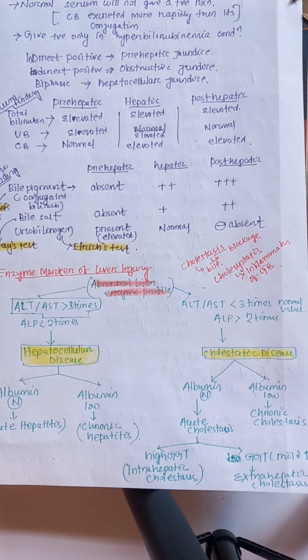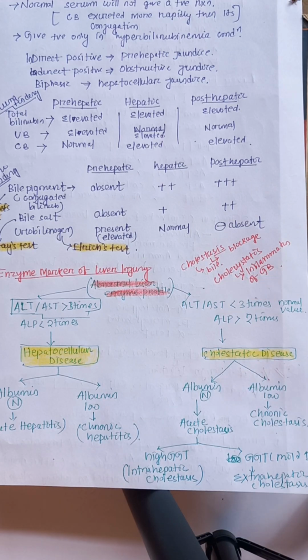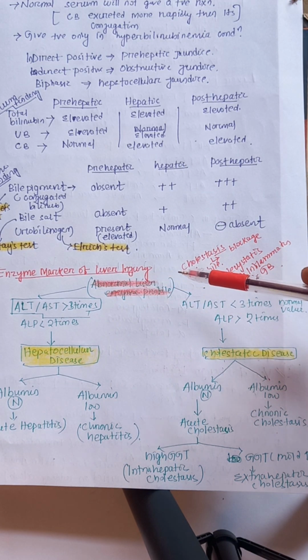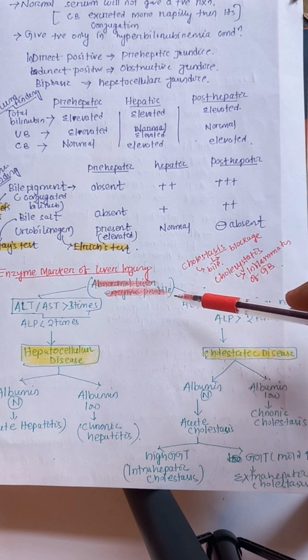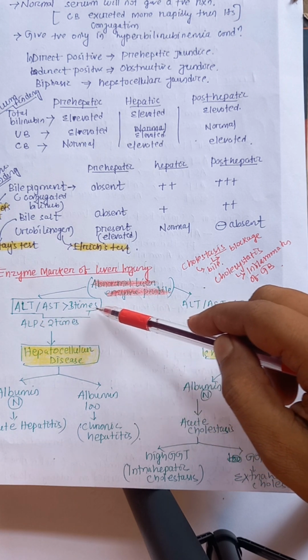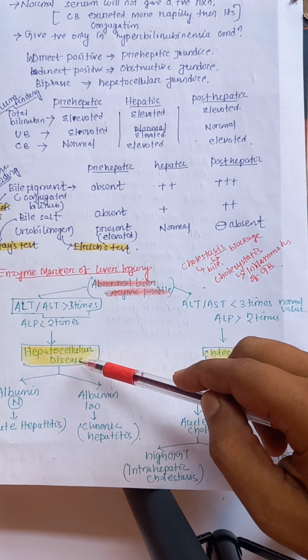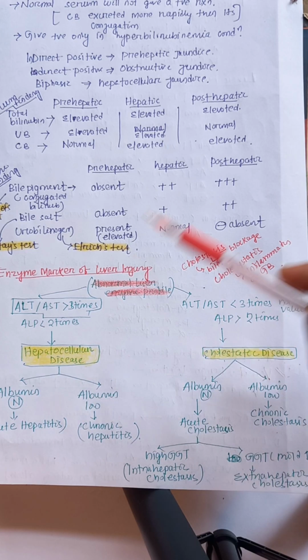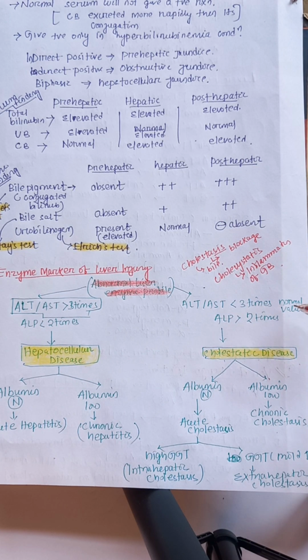Let's see the summary we get from all these liver panels, the enzyme markers. In an abnormal liver enzyme profile, if there is an increase in ALT or AST greater than 3 times normal, and ALP less than 2 times, that indicates hepatocellular disease. If ALT is less than 3 times normal and ALP greater than 2 times, this is called cholestatic disease. You should learn what is cholestatic and what is hepatocellular disease.